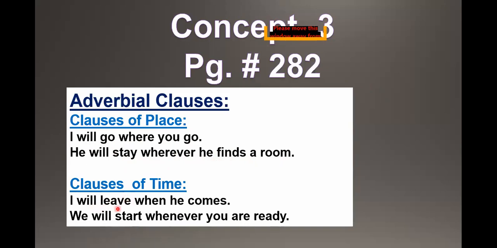Clause of time: I leave when he comes. So when will I leave? This is actually telling about the when part, when something is going to happen, the timing. That is "when he comes." He is my subject, comes is my verb.